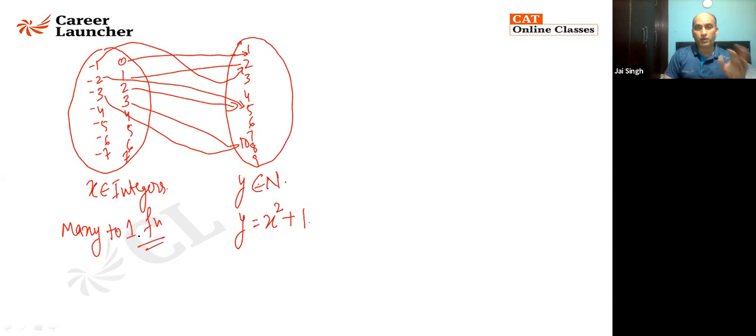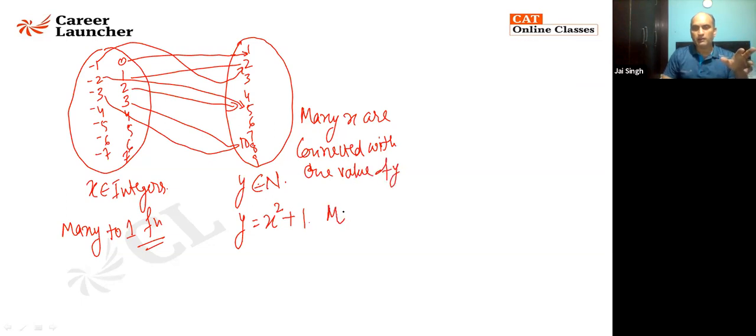It is not a one-to-one function. It is a many-to-one function. It is also not injective. It is a non-injective function. So many values of x are connected with one value of y. It is possible that many x are connected with one value of y, but it is impossible that many y are connected with one x.